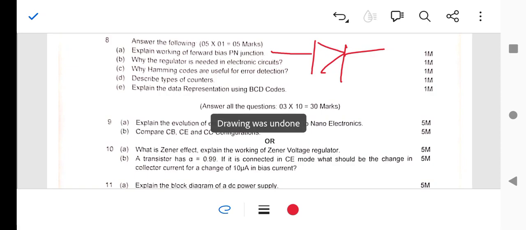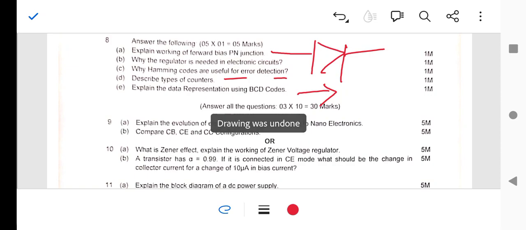Next, why are Hamming codes useful for error detection? At the end of the data transmission, how Hamming code is used, you have to remember. Describe the types of counters. Counters are of 2 types: synchronous counter and asynchronous counter. If you write ring counter as a third, you will get 1 mark. Explain data representation using BCD codes, binary coded decimal.